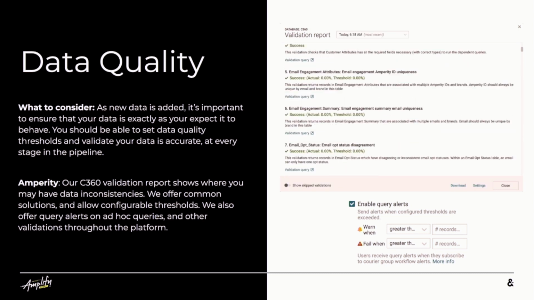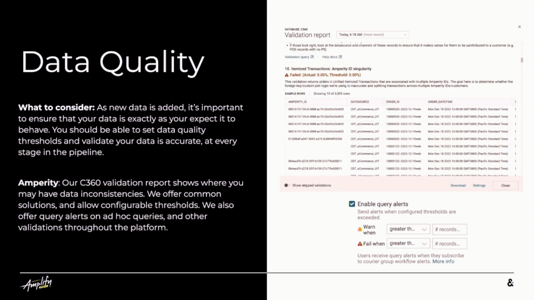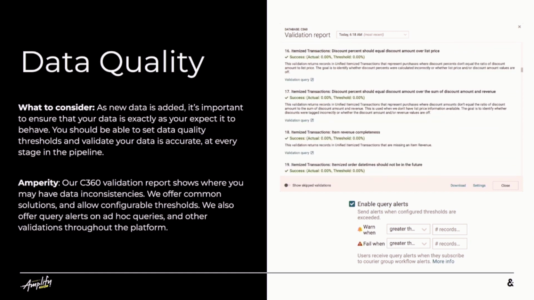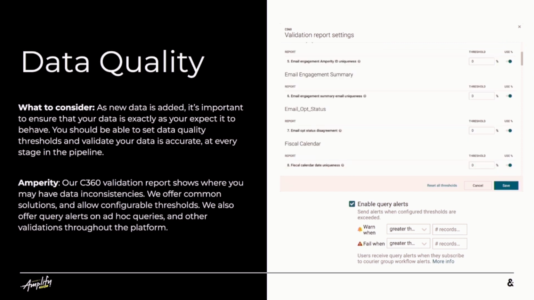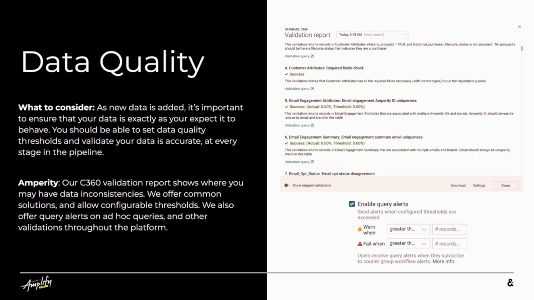There's a bunch of checks in here where you can enable alerting on those data quality pieces, which is really important and something you don't want to be doing manually. We automate all of that for you. Again, you can set those thresholds, you can opt out of different alerts, and you can ignore them altogether if you want.